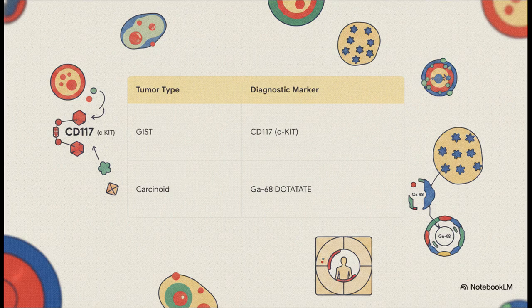Meanwhile, neuroendocrine carcinoid tumors require a gallium-68 DOTATATE PET CT scan. This scan uses a radio-labeled analog that binds directly to somatostatin receptors, giving you unparalleled sensitivity for hunting down metastases.